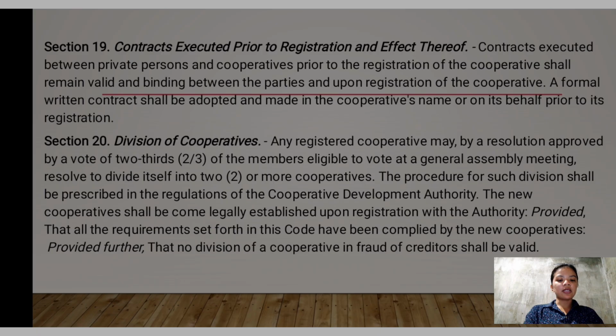Section 20, Division of Cooperatives. In this section, it allows a registered cooperative to divide into 2 or more cooperatives through a resolution passed by a 2/3 vote of eligible members at a General Assembly. The process for division is outlined in the Cooperative Development Authority regulations. The newly formed cooperatives are legally established upon registration with the authority, provided they meet all legal requirements.